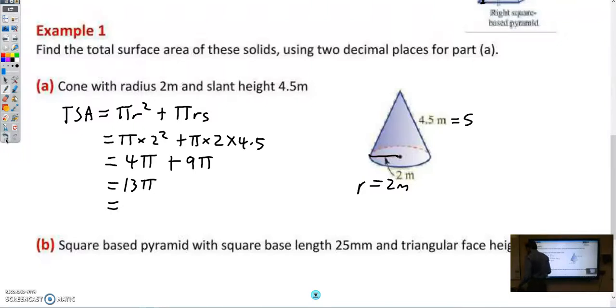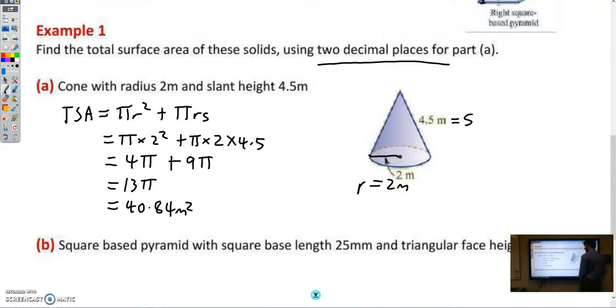Now I put that into my CAS calculator. 13 pi to 1 decimal place is 40.8. My unit is meters squared. Now, whenever you are doing total surface area, it's really important to make sure that you don't just put in this answer if you have access to a CAS calculator, but you check it against your original formula. If you're asked to leave it in exact values, then your final answer would be 13 pi. In this case, we have the 2 decimal places, which is why you always check. So it's not 40.8, it's 40.84 meters squared.